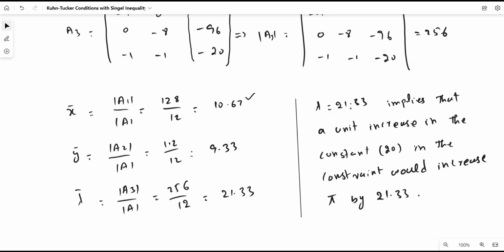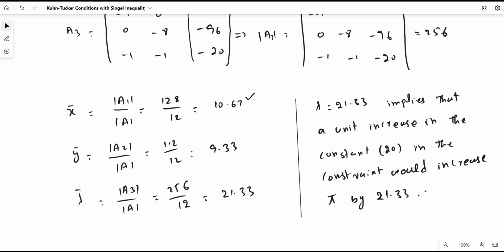The value of lambda is equal to 21.33. Okay, it means that if you are increasing the constant in the constraint, which is the given level of output, 20 in our case, by 1 unit, that is, increasing it to 21, your profit will increase by $21.33. So these are the saddle points, right?